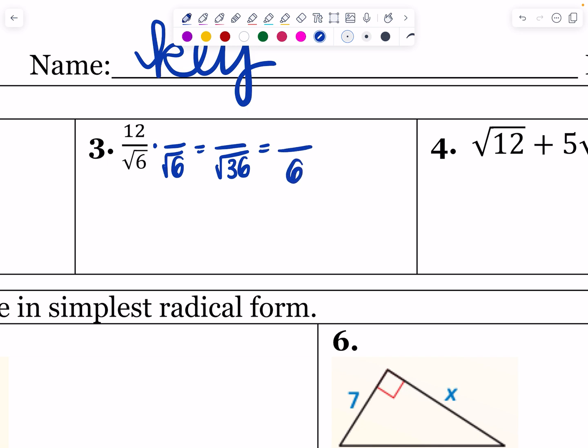But if we do that in the denominator, in order to keep this algebraically the same, we have to do that in the numerator. So this becomes 12 root 6. And so 12 root 6 over 6, I can divide those whole numbers. What is 12 divided by 6? That is going to be 2. So my final answer is going to be 2 root 6.